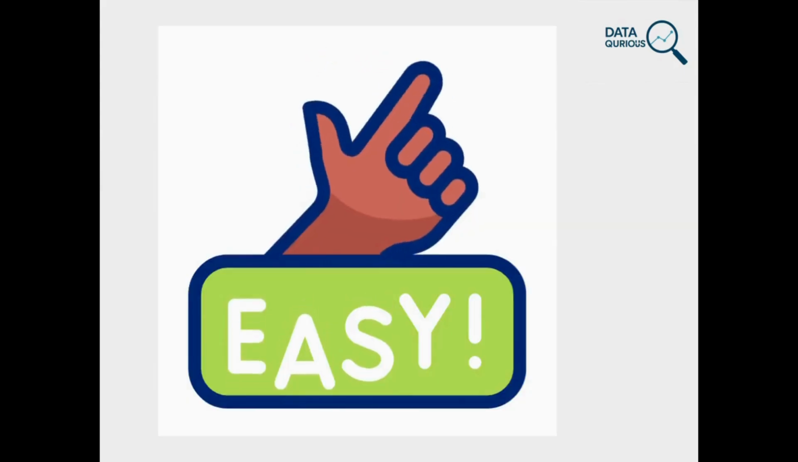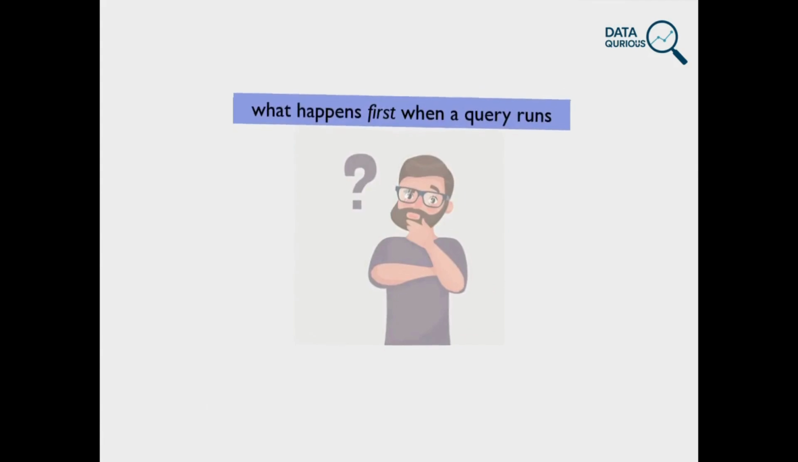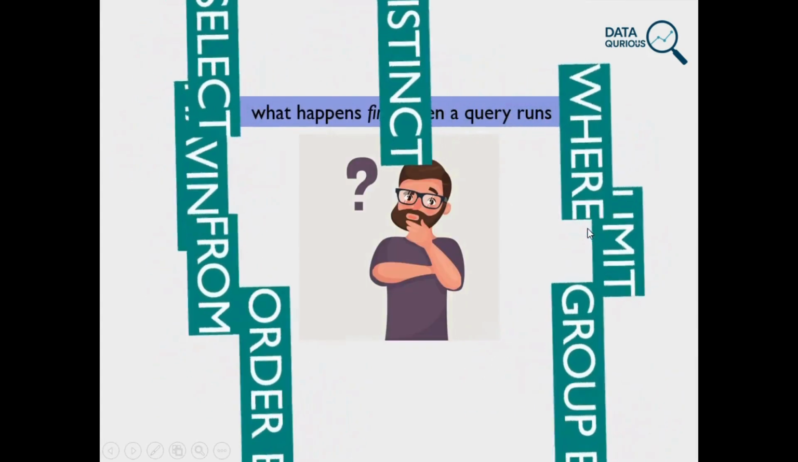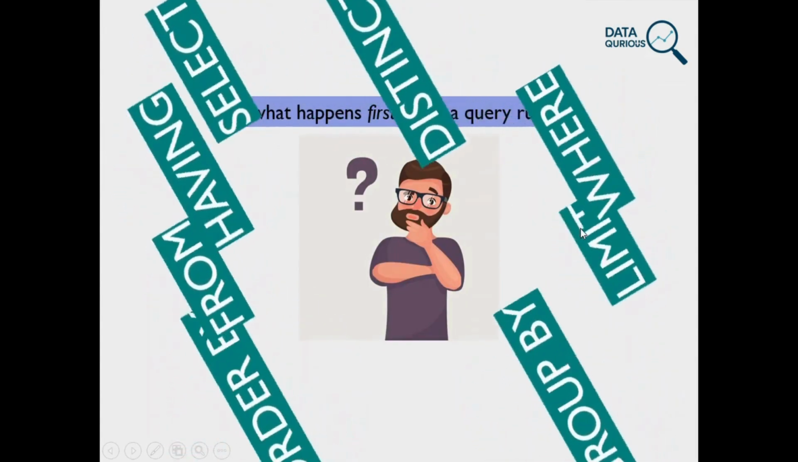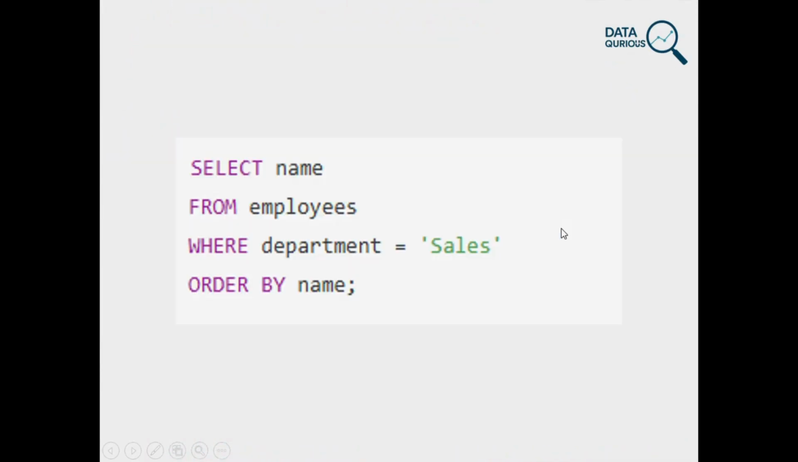SQL looks simple, but do you really know what happens behind the scenes? Is it select or from, where, order by, group by, having, or distinct, which clause executes first? So now let's look at what really happens behind the scenes.